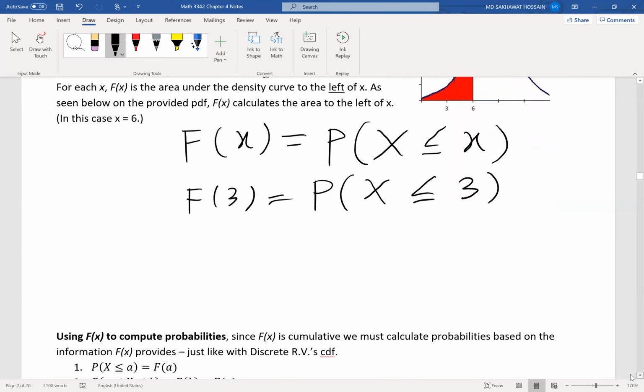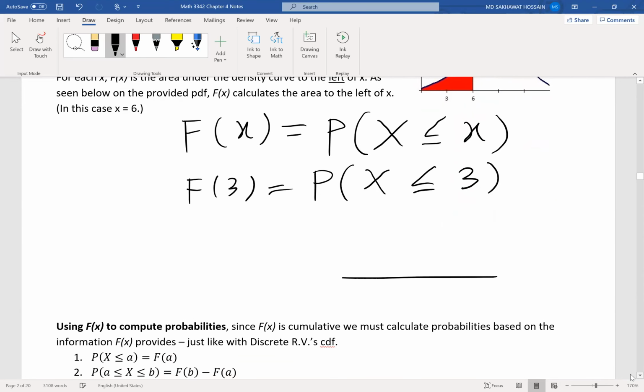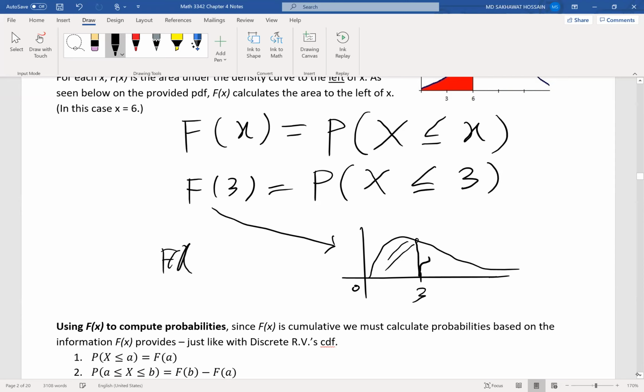If you look at the curve, for example, if our density curve is like this, and this is 0, and 3 is here, then F of 3 will give you the area of this part. That means it is giving us the cumulative probability.